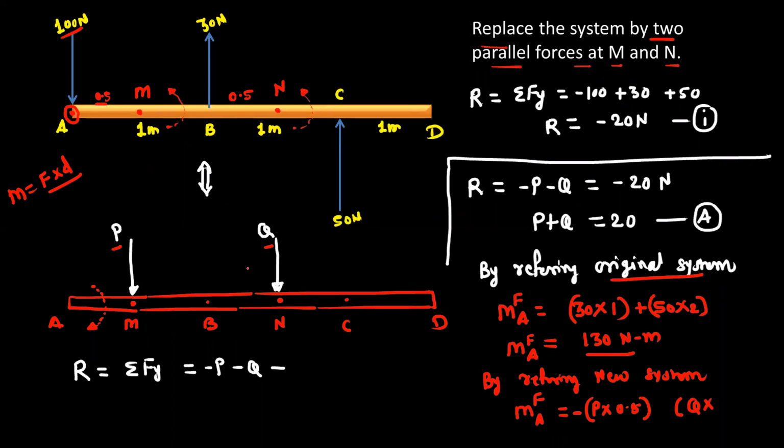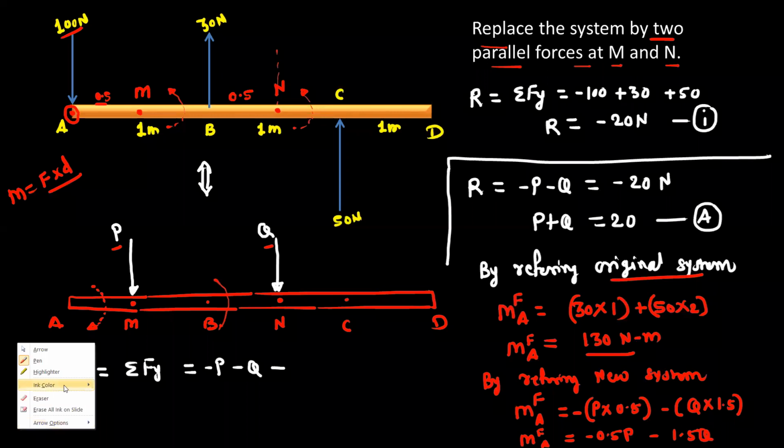The second force is Q, into its distance with respect to point A. So this is 0.5 and 1, so it is 1.5 meter. And again, this moment by Q about A is clockwise. So it is minus. Okay. So you will get the equation minus 0.5 P minus 1.5 Q. Okay. So this is the moment by forces about point A.